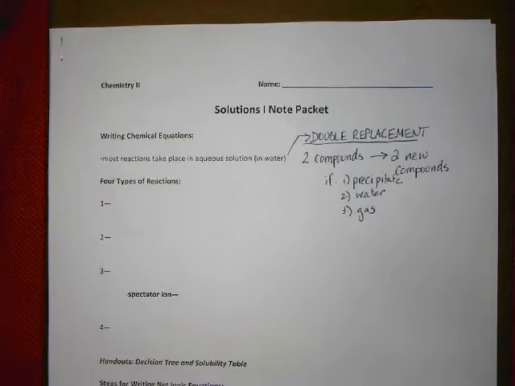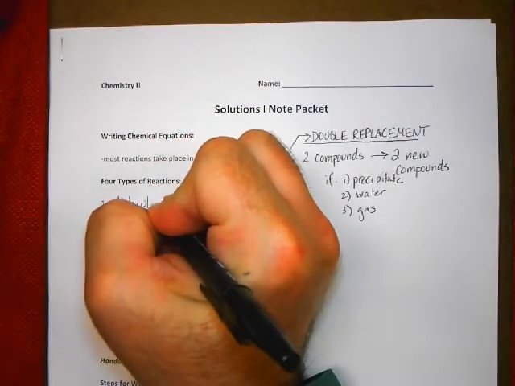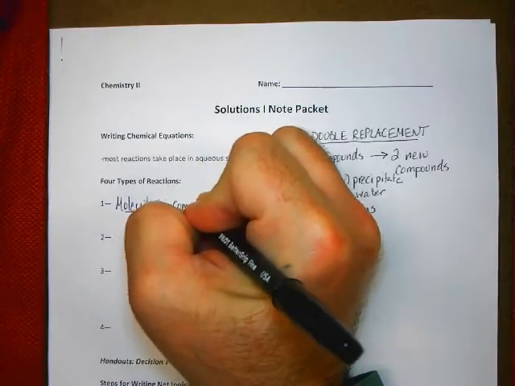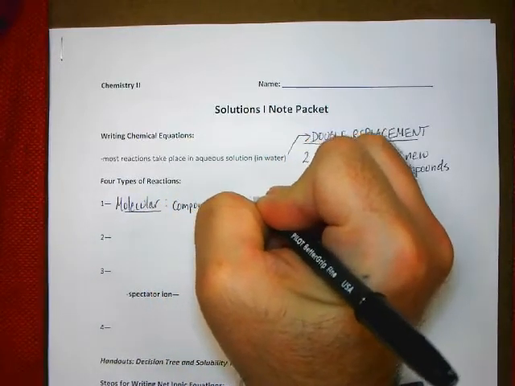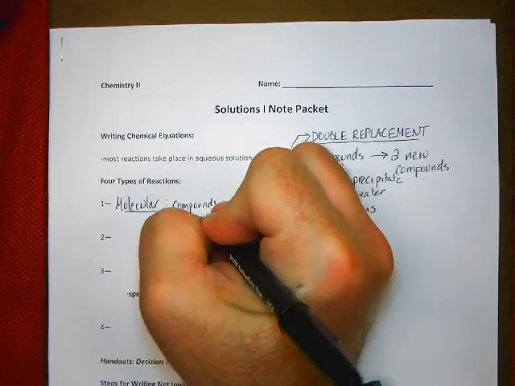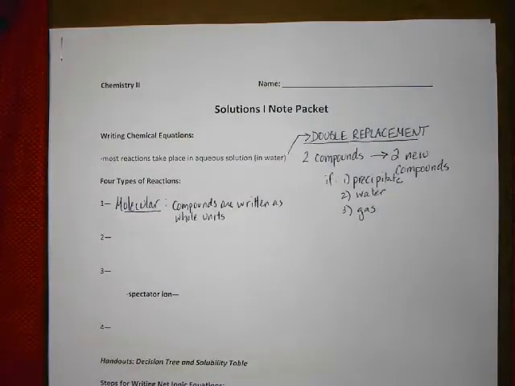If you recall back in Chemistry 1, we looked at the first type of reaction, which is called a molecular reaction. And in a molecular reaction, the compounds are written as whole units. So we had the compounds written as a chemical formula, and we got chemical formula as the products. And we balanced those chemical reactions as a whole.